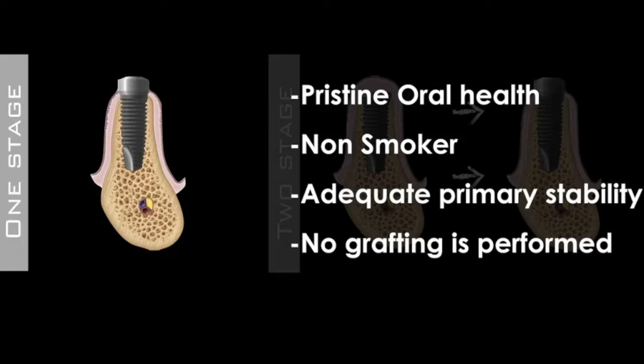Other than that, you will choose to do a two-stage, where you're going to submerge that implant by putting a cover screw and just achieve primary closure.